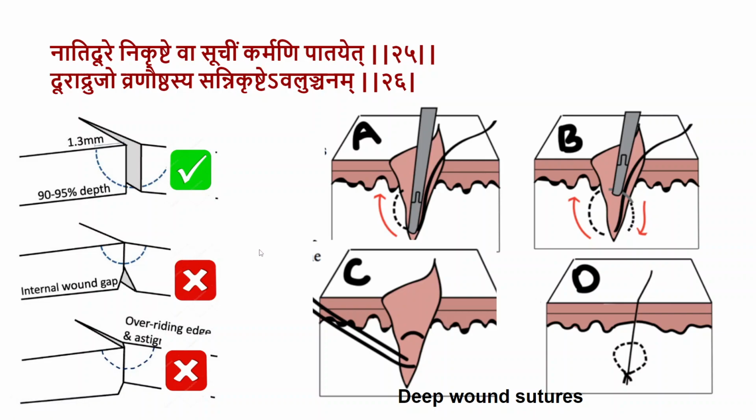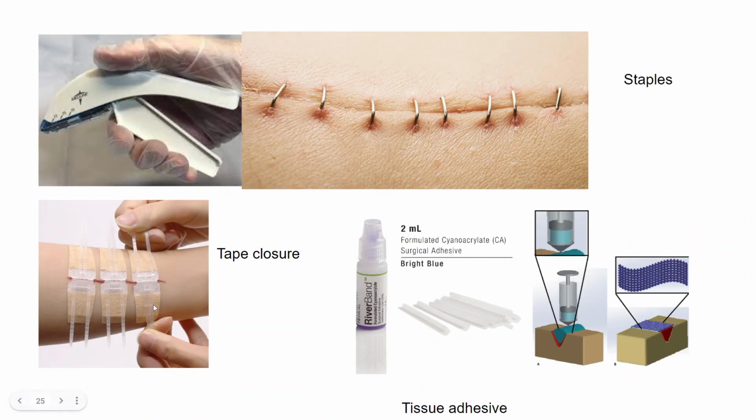If the distance covered by the needle is more, then more tissue and more cells would be compressed, and the vascularity of this tissue would be affected. If it is very close, then the wound will dehisce. That's exactly what Sushruta has mentioned.